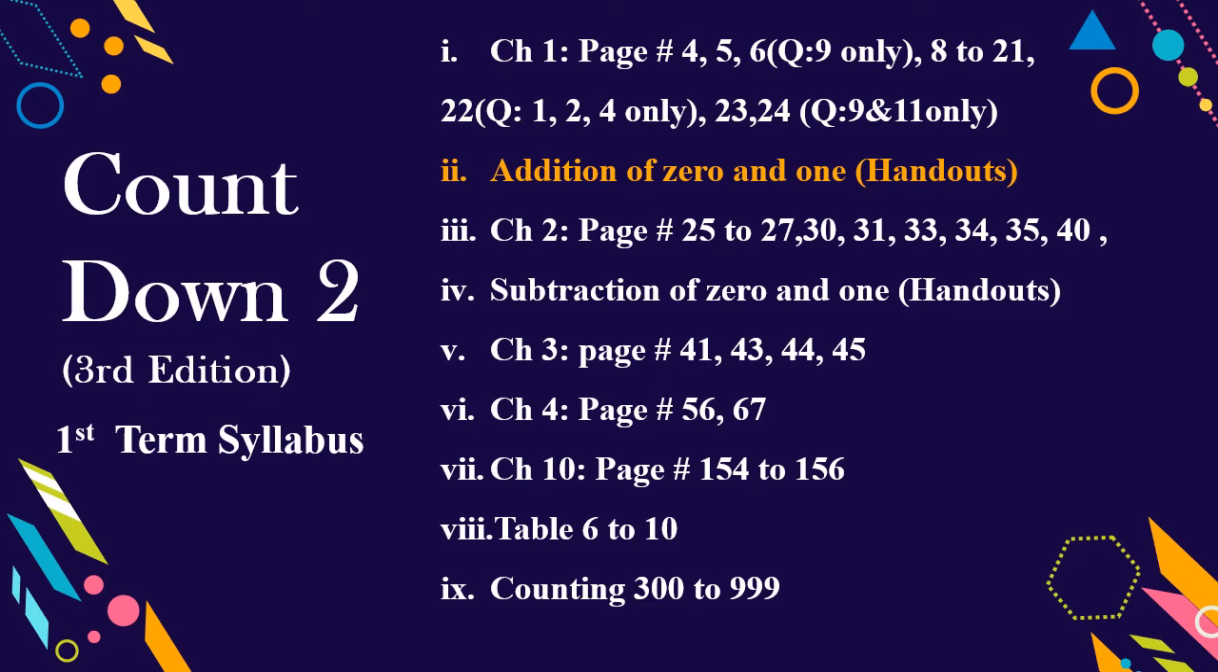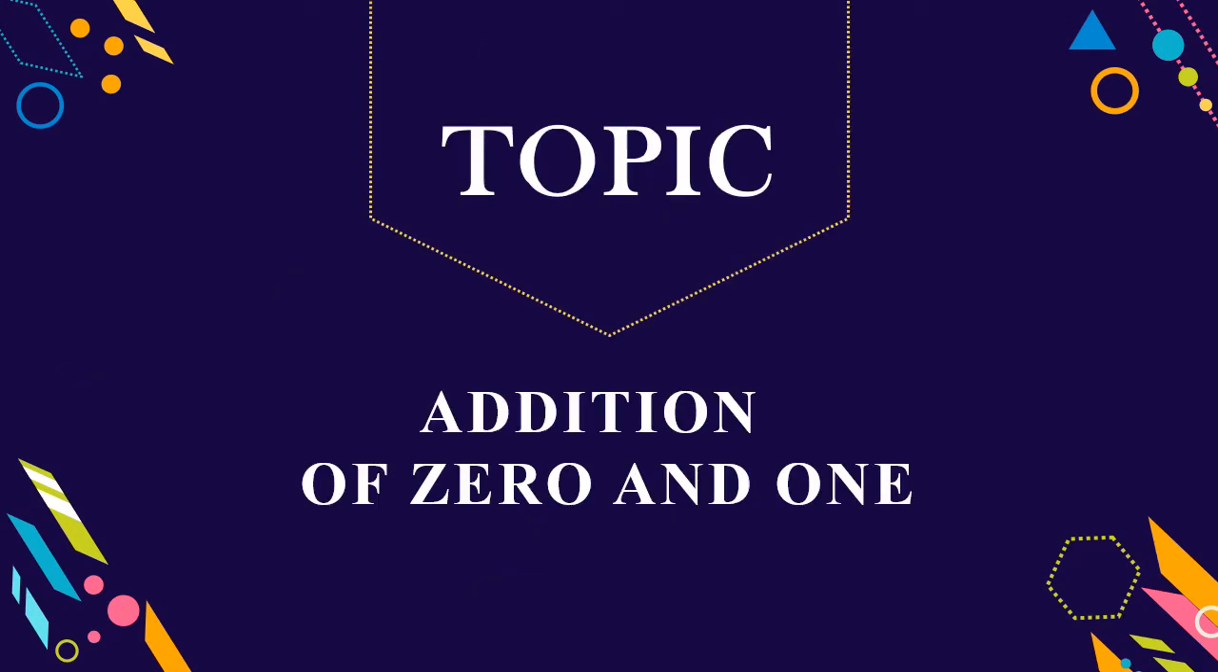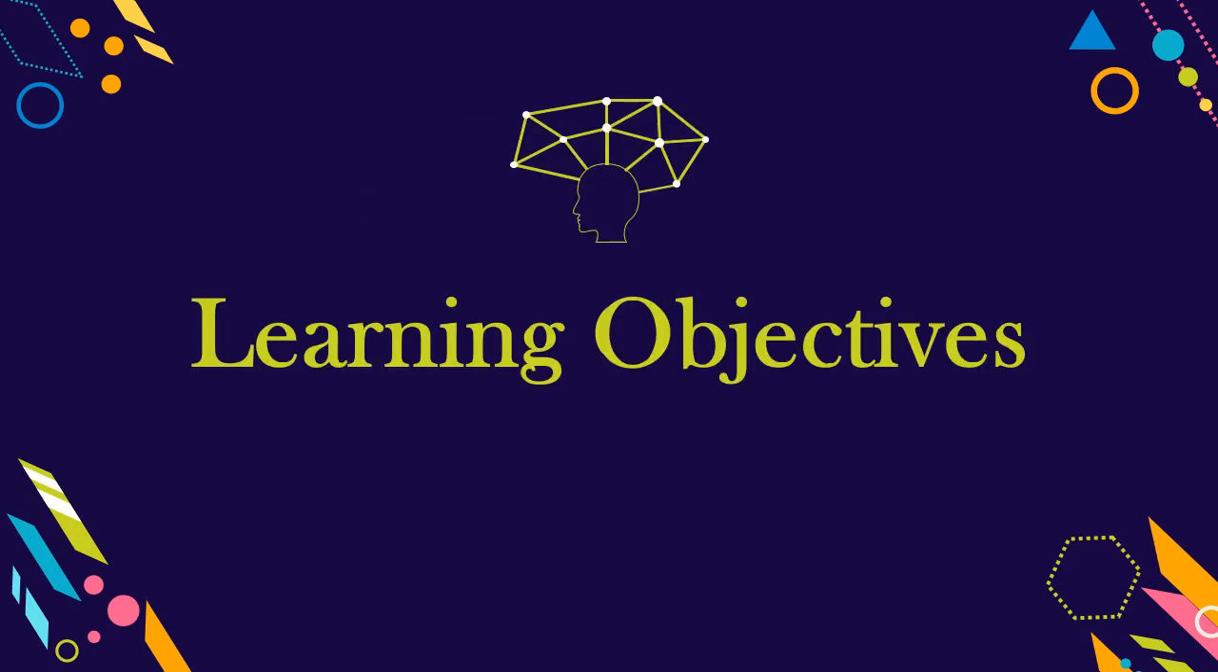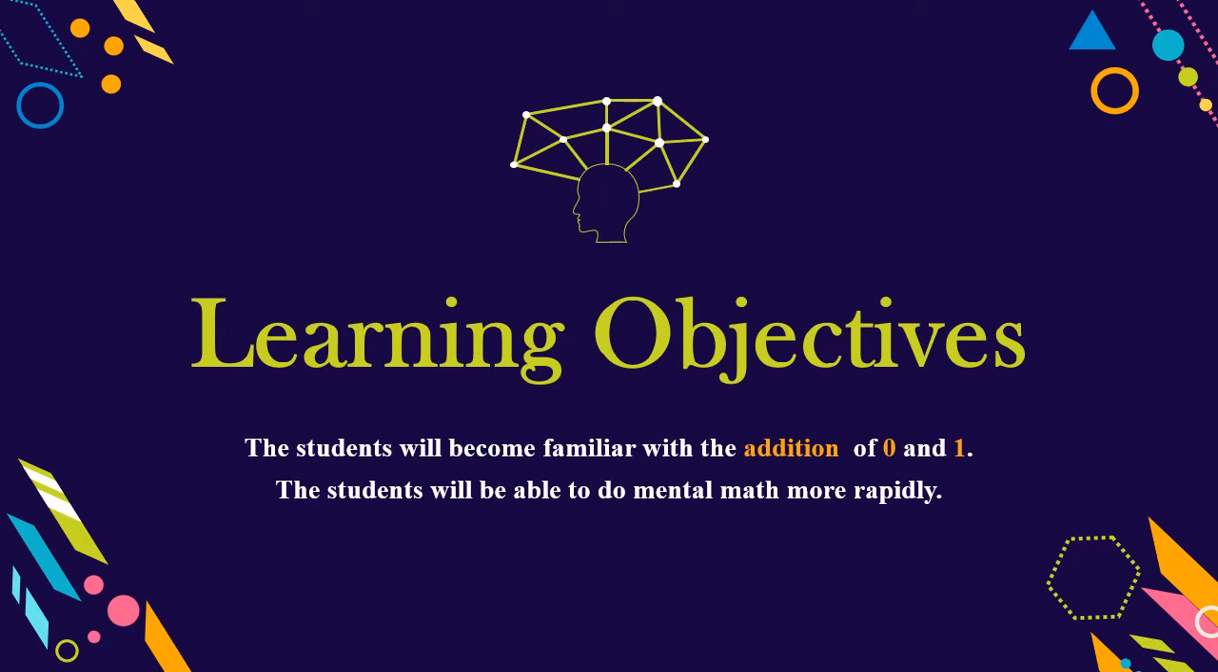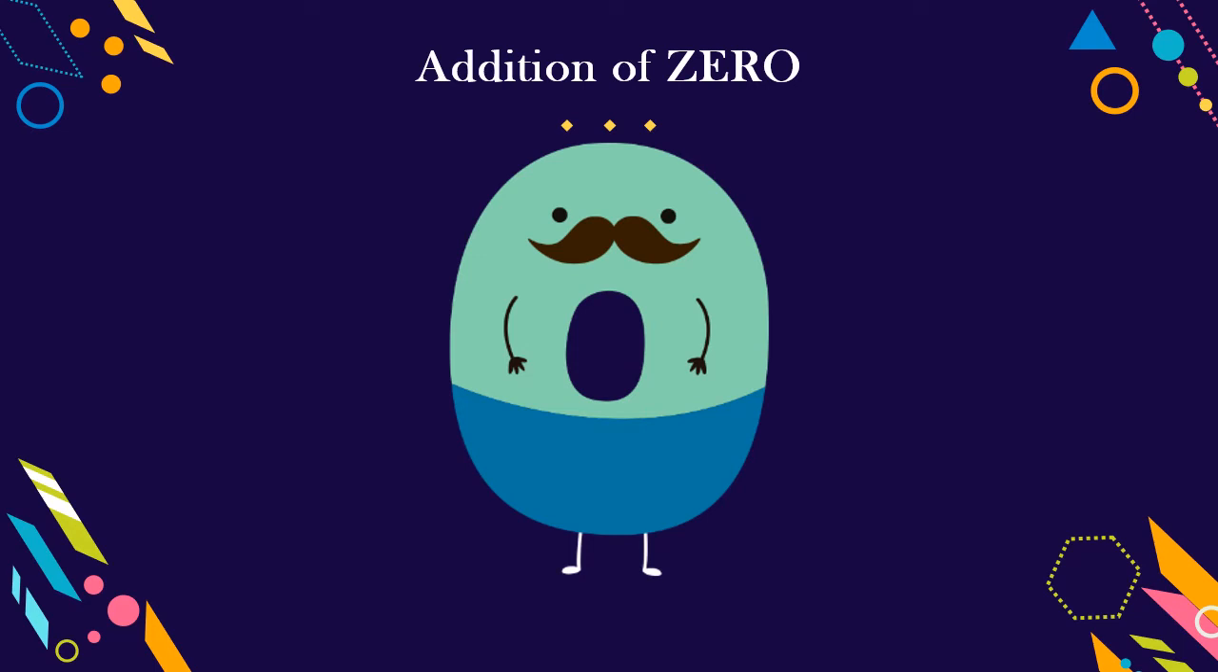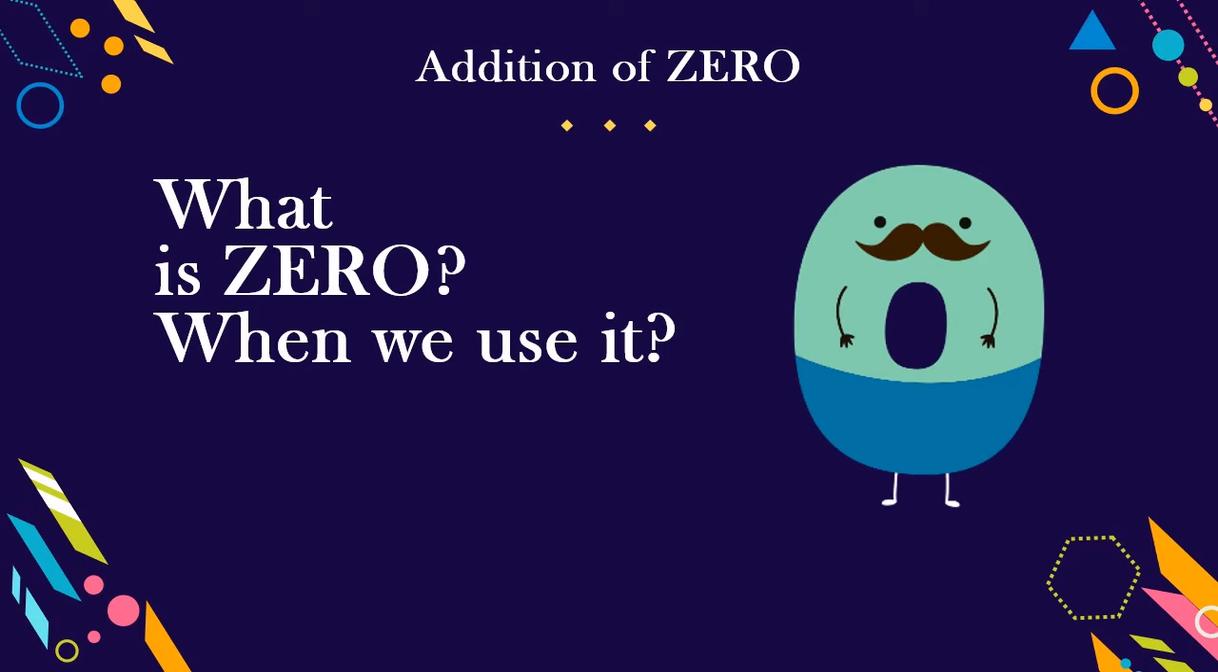In this lecture, you will learn addition of 0 and 1. Our topic is addition of 0 and 1. Learning objectives. At the end of this lecture, the students will become familiar with the addition of 0 and 1. The students will be able to do mental math more rapidly. First, we do addition of 0 with any number. First, we need to know what is 0 and when we use it.